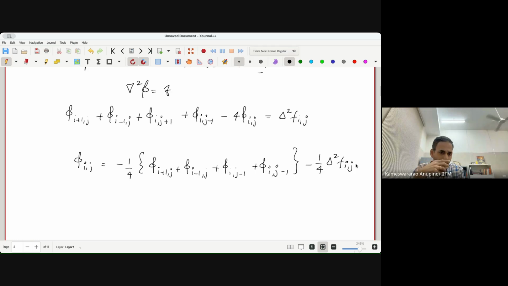So is it correct? Phi ij, 4 phi ij. Oh, it's going to be plus, right? This is going to be plus. This is going to be minus. Okay. So this is what I got.